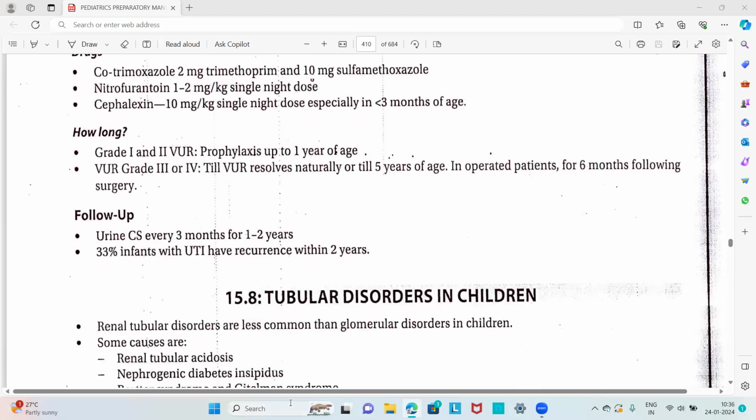So that is all regarding the urinary tract infection. We discussed the definition, the clinical features, investigation, management, and the UTI prophylaxis in detail.